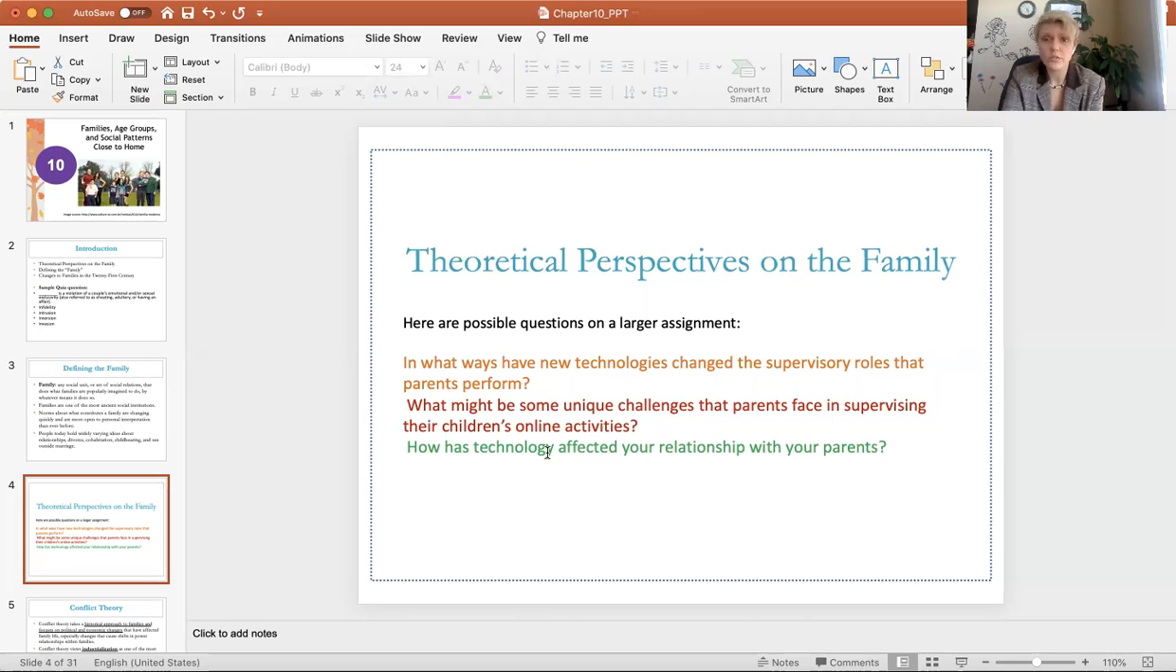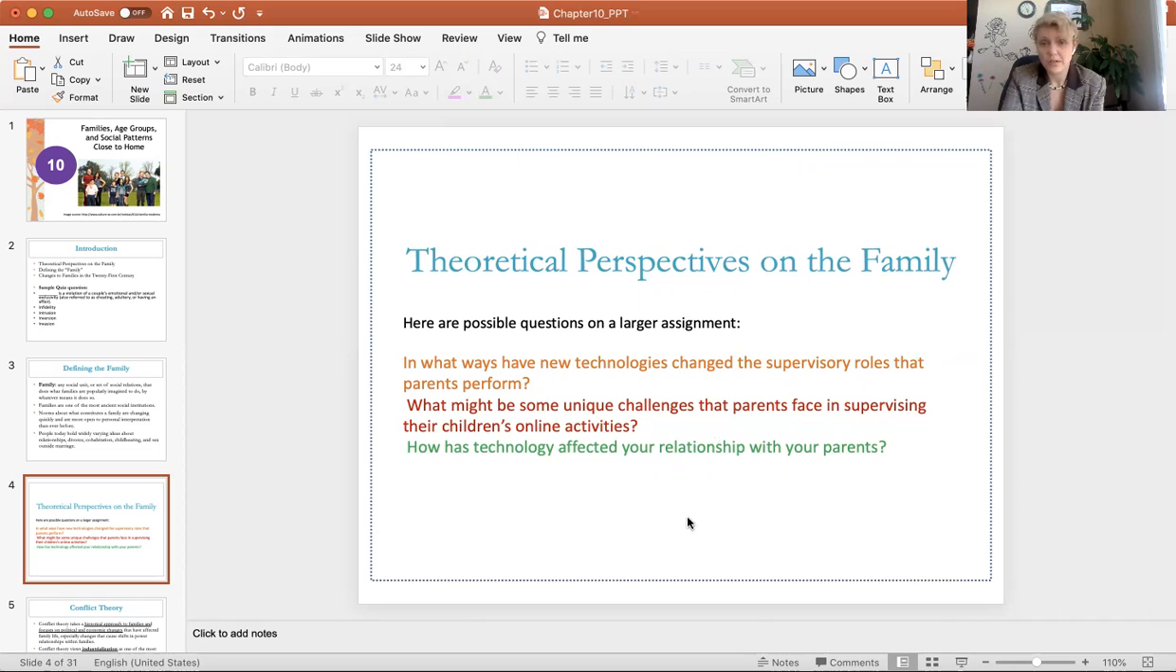In what ways have new technologies changed the supervisory roles that parents perform? How do technologies influence parents' behavior would be another way to ask that. What might be unique challenges that parents face in supervising their children's online activities? So how does technology perhaps increase the precarious status of parents as authority?